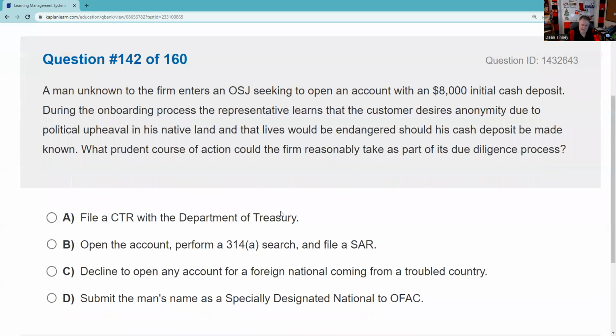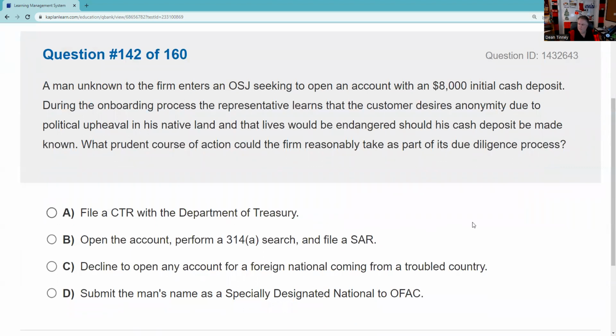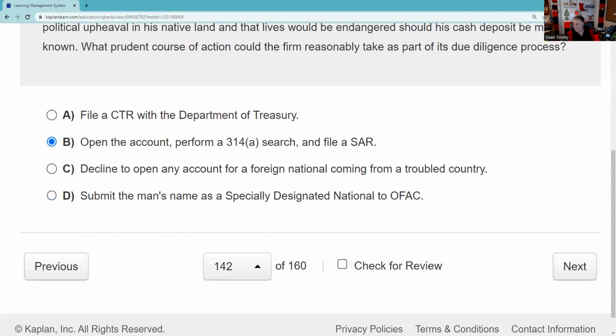Well, I think we definitely want to check with the Office of Foreign Assets Control. But let's see, it's part of its due diligence. File a CTR? No, a CTR is for over $10,000. Open the account, perform a search, and file a suspicious activity report. I like that one. Decline to open the account for any foreign national. I'm stuck between B and D. I'm going to go with B. We're going to open the account, but we're going to do a search to see what's going on. A 314(a) search is biweekly to FinCEN, and that would tell us if there's anything in the system, so to speak.